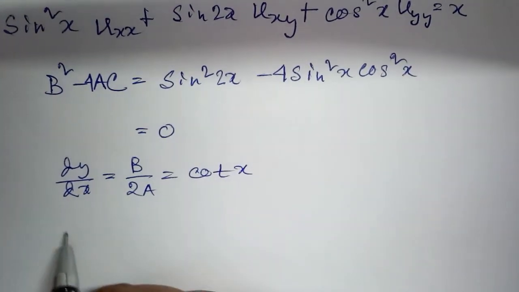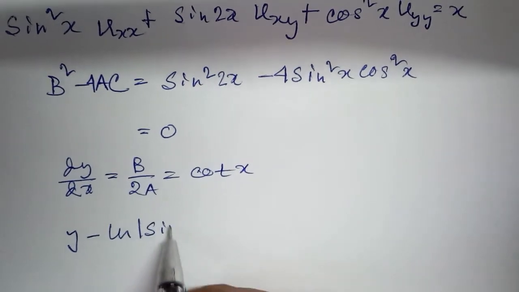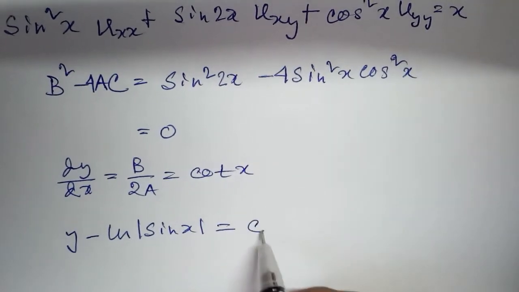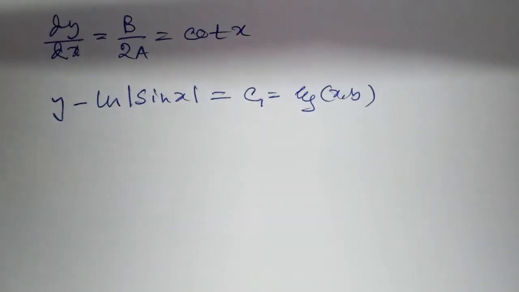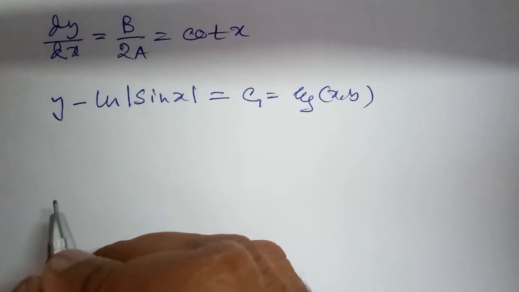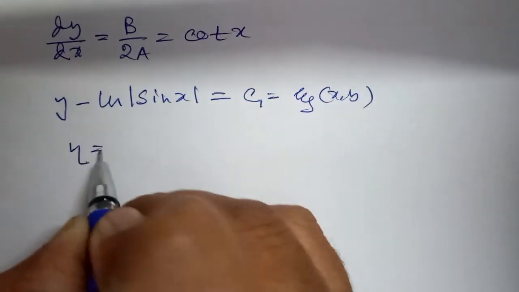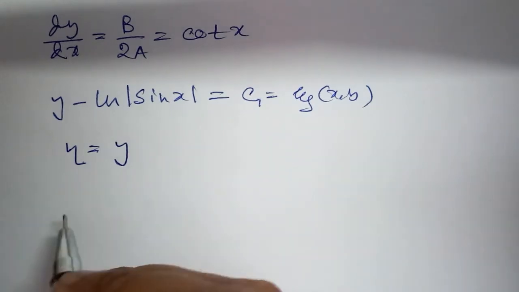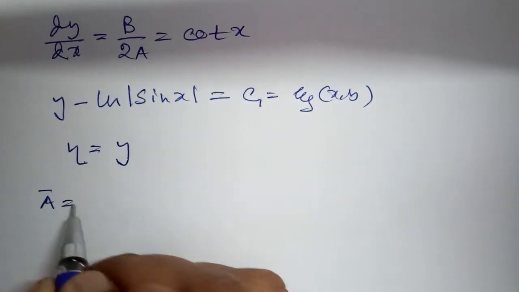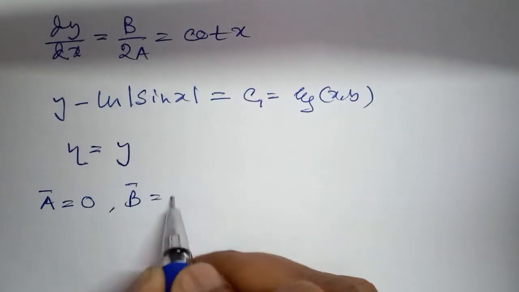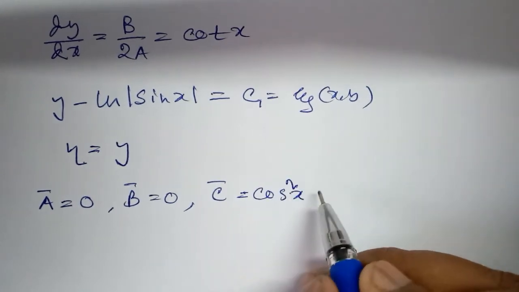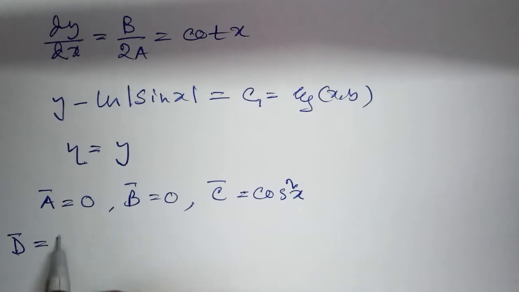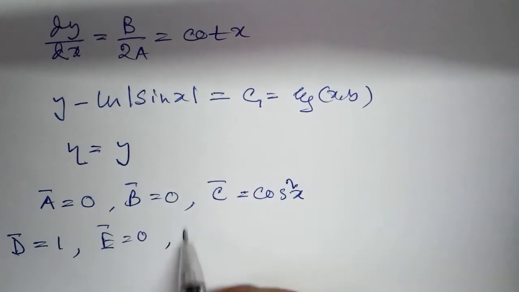So integrating we have... so what we see is that the second one needs to be found out, and to do that we take, say, eta is equal to y simply, and with the help of this we see a bar is equal to 0, b bar is equal to 0, c bar is equal to cos square x, d bar equal to 1, e bar is equal to 0, f bar equal to 0.